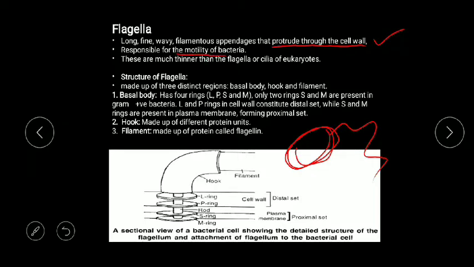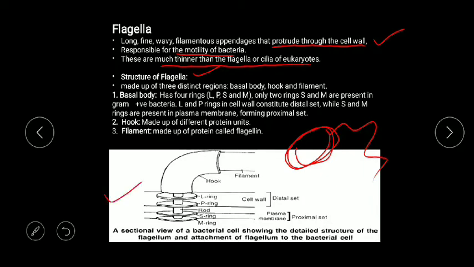Now, what is the function of them? They provide motility. They play a role in the motility of bacteria for movement. So, motile bacteria will have flagella and non-motile bacteria will not have flagella. Now, these are much thinner than the flagella or cilia of eukaryotes. Remember this important point: they are thinner than the flagella or cilia of the eukaryotes.